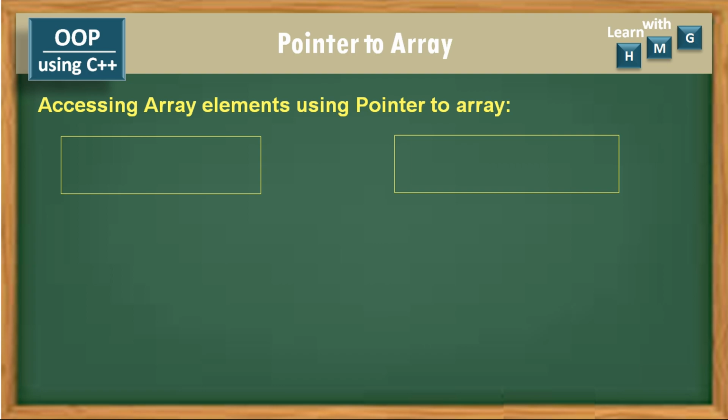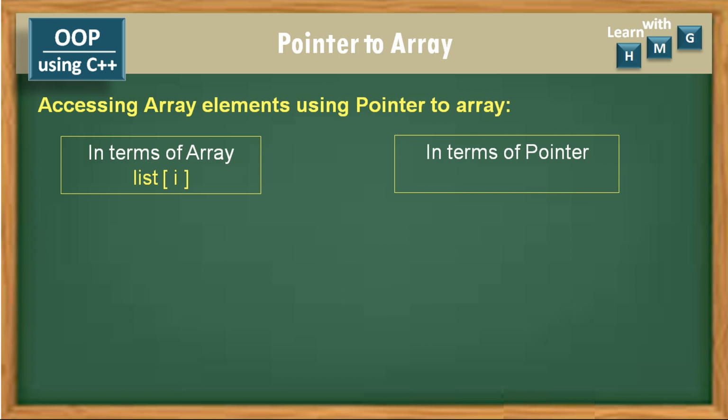Now let us see how to access the individual array elements using pointer to array. So in terms of array we are using this type of syntax, that is list of I, where list is the array name and I is the element number. So if in my program in any statement I want to access individual array element, I will use array name square bracket I, that is for example list of I.